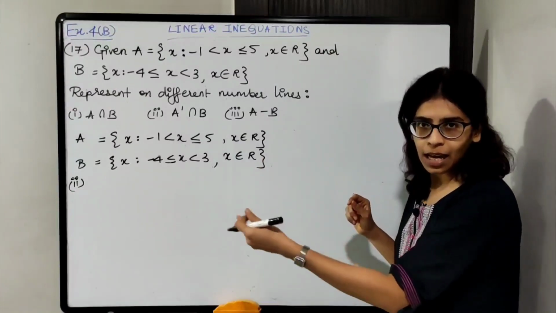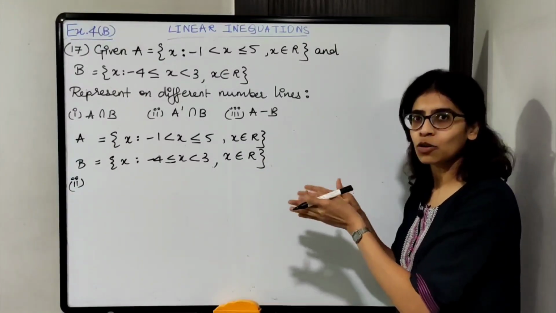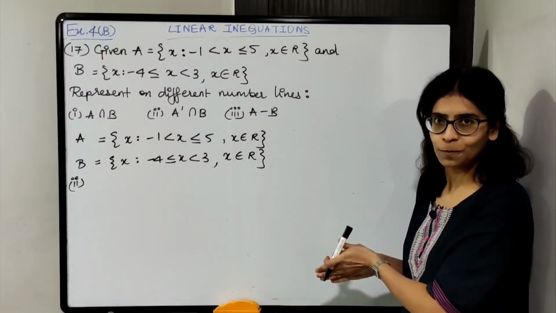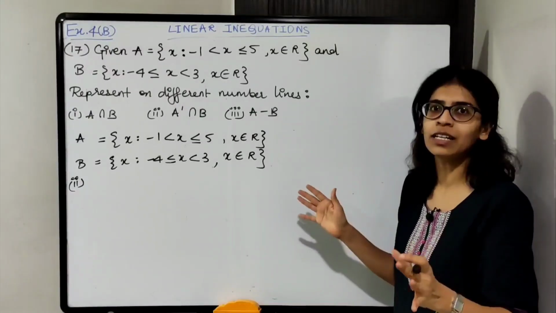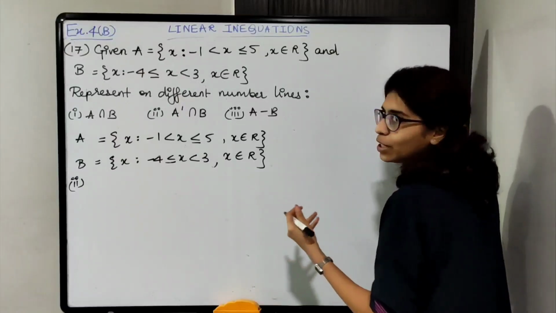Whatever is there in A, it will not be there in A dash. A में है वो A dash में नहीं होगा. Besides that, everything else will be there. So how will you find out?